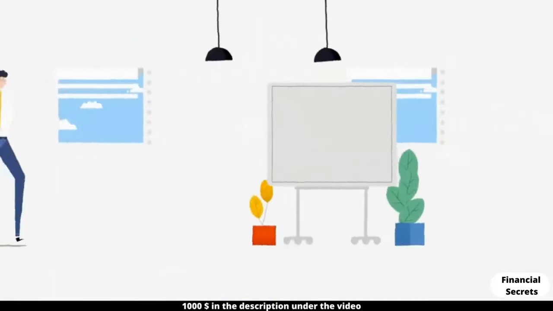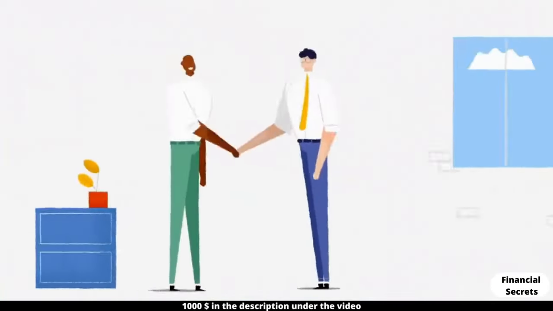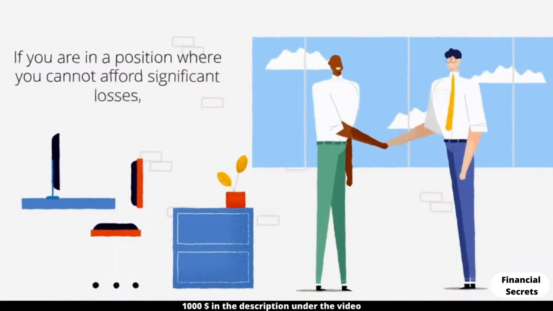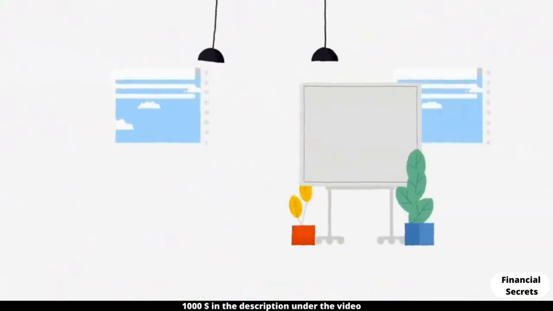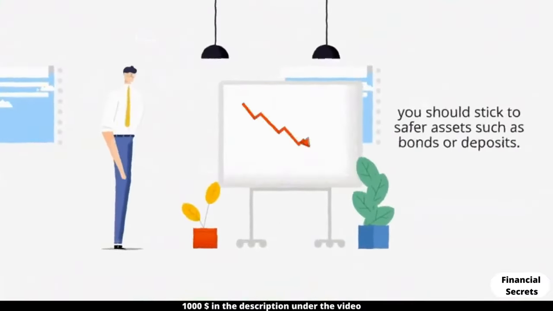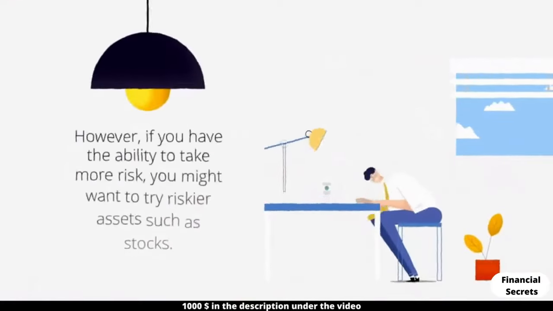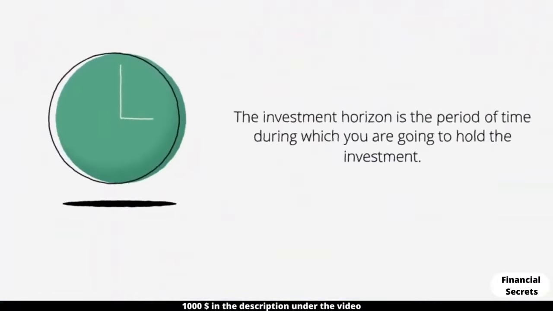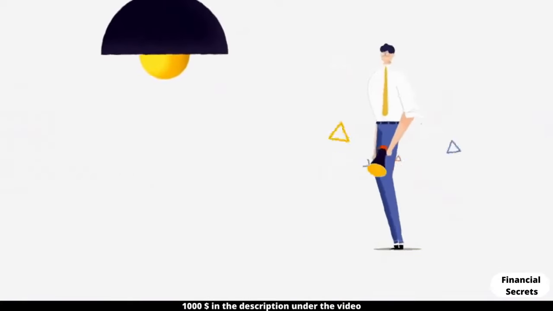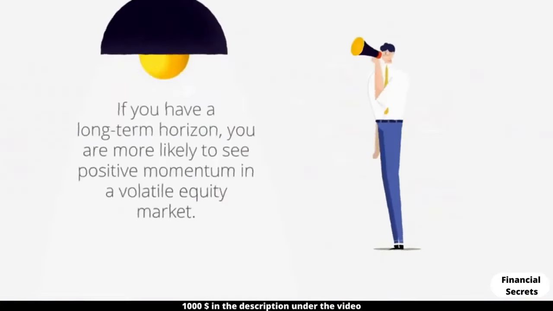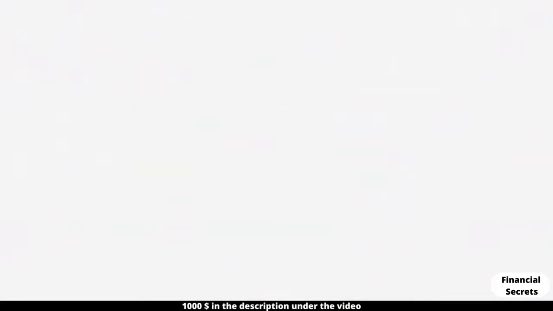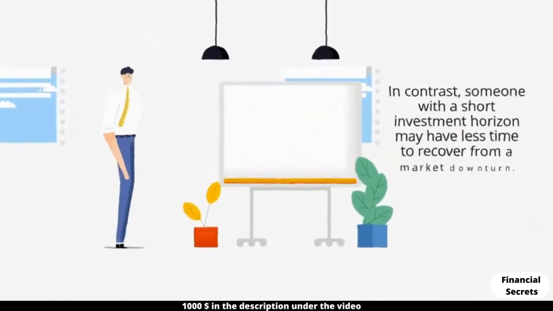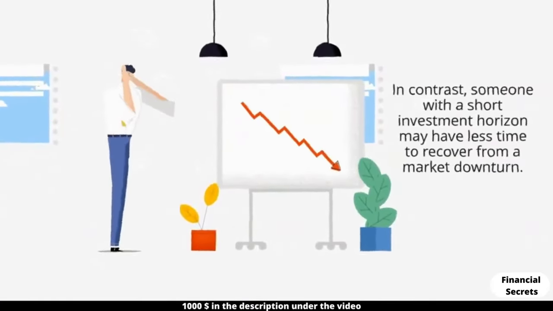Risk tolerance is your ability to take losses. If you are in a position where you cannot afford significant losses, you should stick to safer assets such as bonds or deposits. However, if you have the ability to take more risk, you might want to try riskier assets such as stocks. The investment horizon is the period of time during which you are going to hold the investment. If you have a long-term horizon, you are more likely to see positive momentum in a volatile equity market. In contrast, someone with a short investment horizon may have less time to recover from a market downturn.